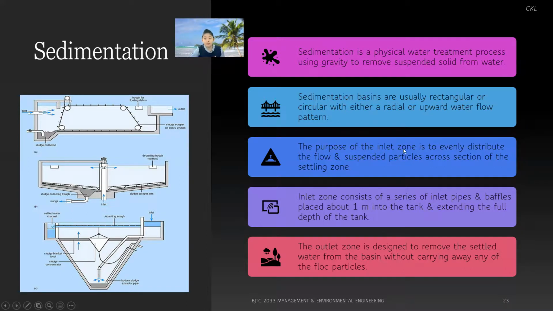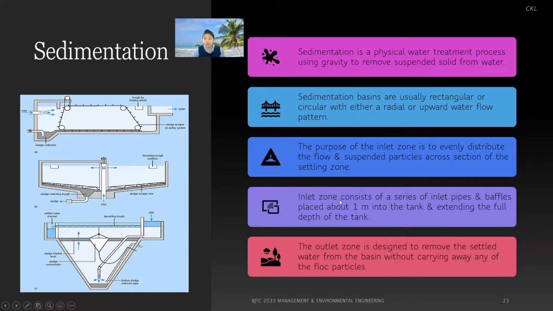Okay, the purpose of the inlet zone is to make sure that the water that flows through is very slow and steady. Then it will settle down. So just like you see, it will go through very slowly. So it will settle down here, become the sludge, and then the water will leave.